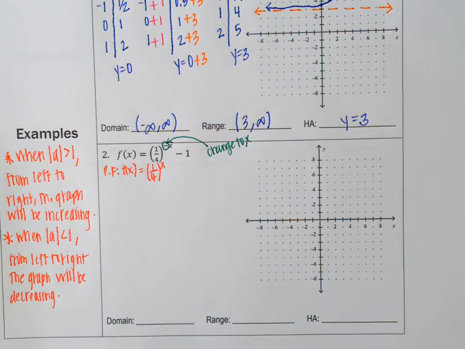Okay, and then we look at the minus 1. Minus 1, is that within the function or outside the function? And that one is outside the function. So because it's outside the function, is that a change to the x or a change to the y? And that's a change to the y.